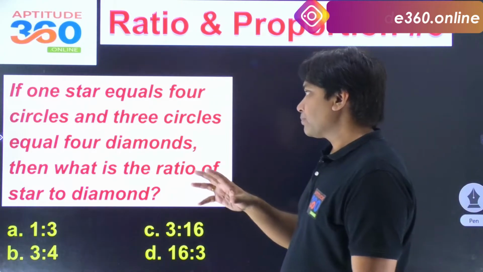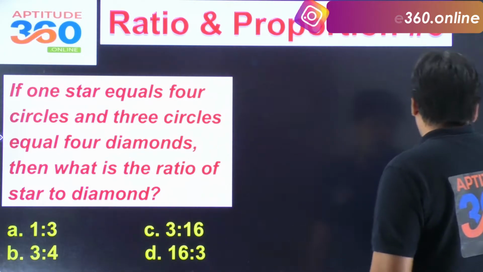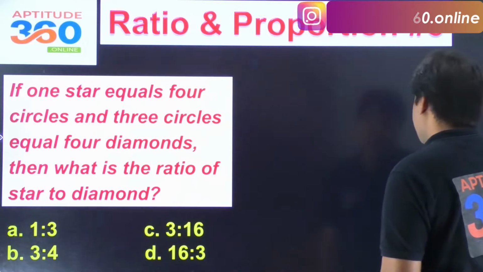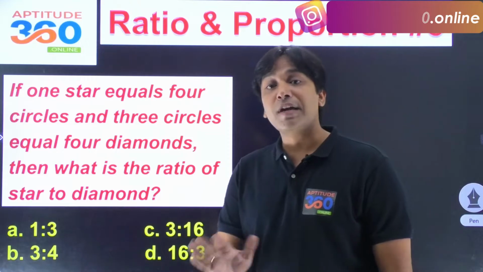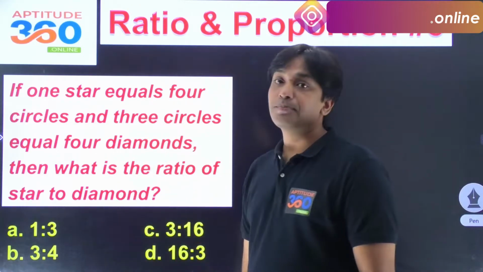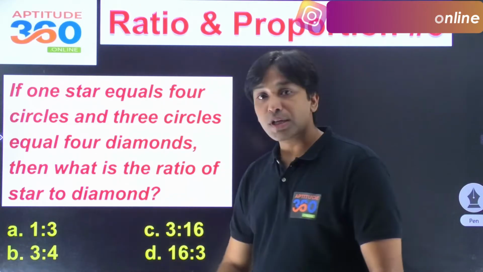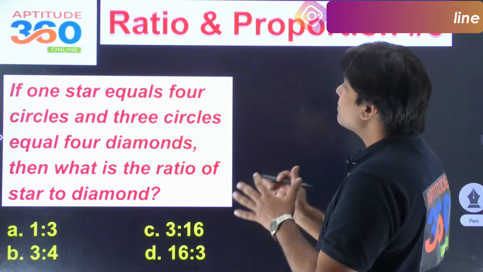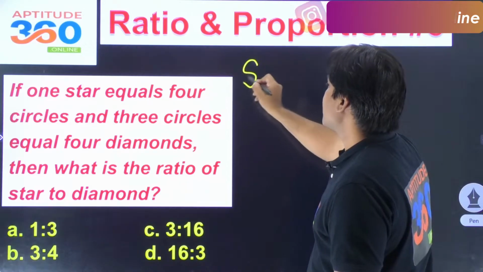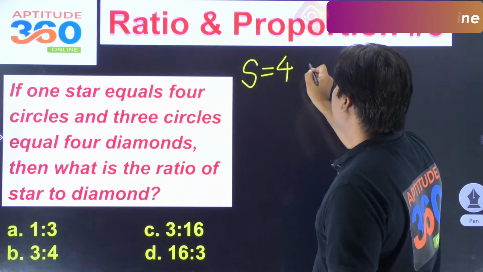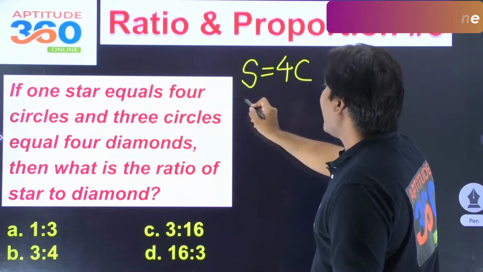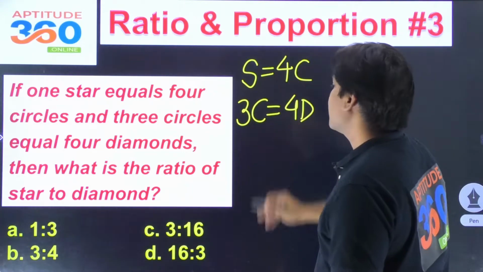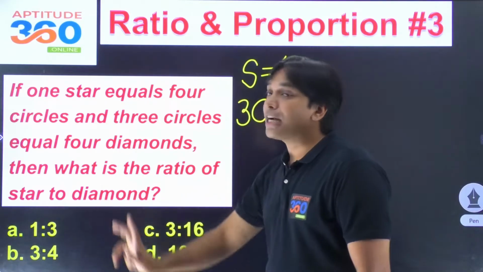Now let's try to simplify this. Majority of the people do not get this question correctly. When I say majority of the people, I am talking about 75 to 80% people do not get this correct. और एग्जाम में हमेशा कोई ना कोई गलत ऑप्शन लेके आते हैं. So let us understand this one. It says that if 1 star equals 4 circles, and 3 circles equals 4 diamonds, then what is the ratio of star to diamond?